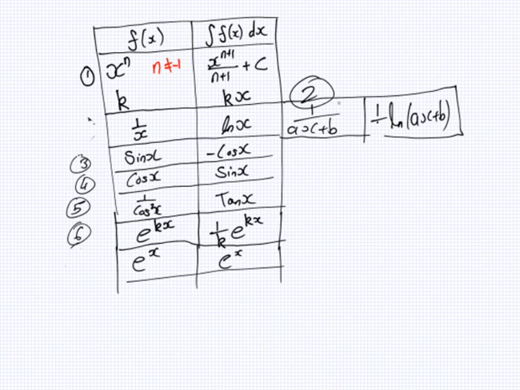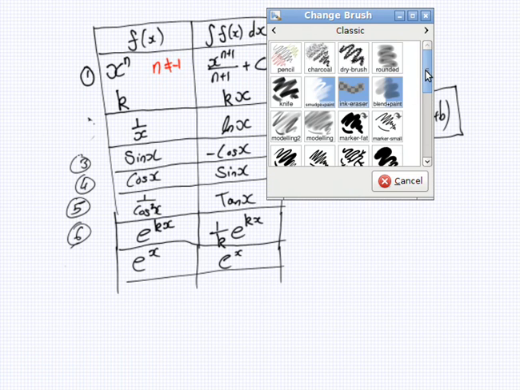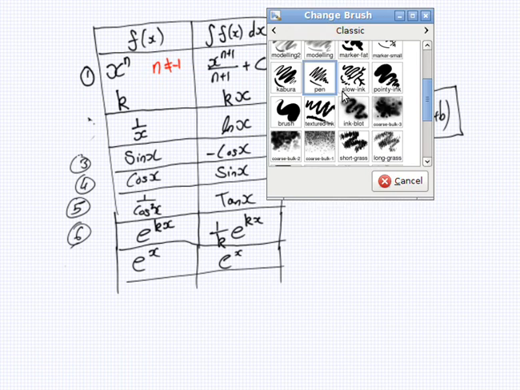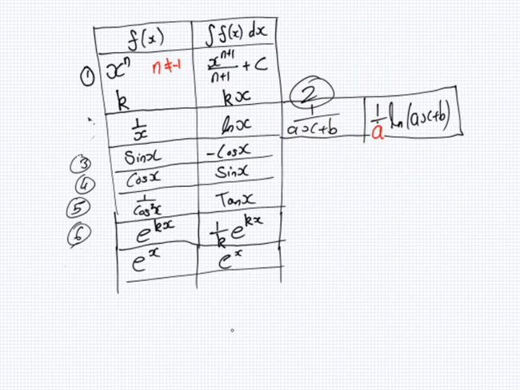Sin x will become minus cos x, and cos x will be sin x. One over cos squared x is tan x.